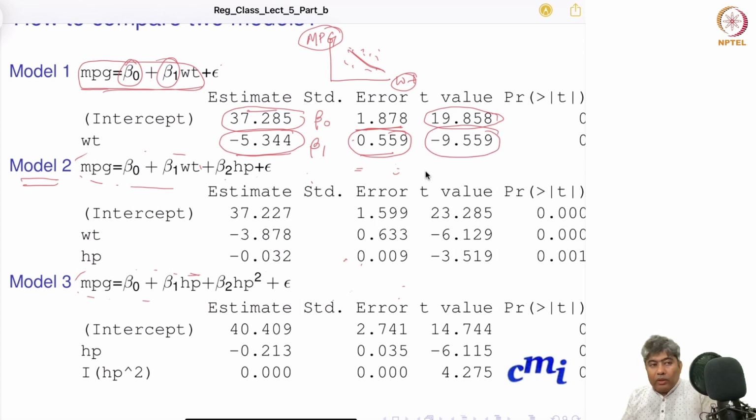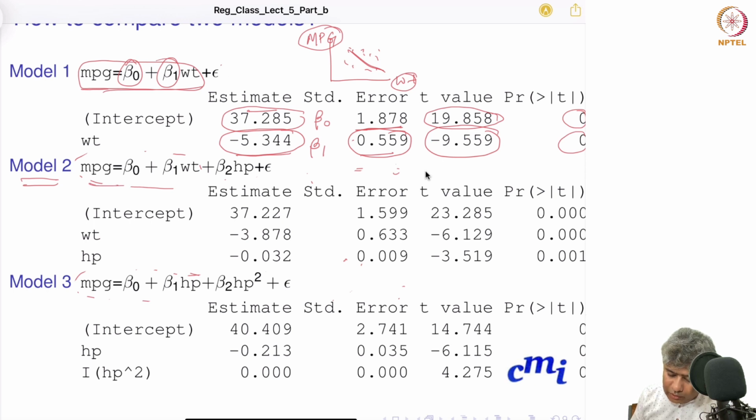Now these values are in absolute sense quite large, definitely more than 3 sigma, plus or minus 3 sigma, and you see the p value is very small, rounded off to 0. So that means weight has a significant effect on miles per gallon.